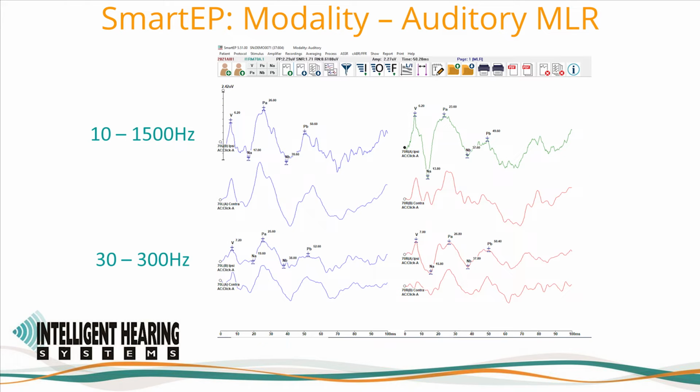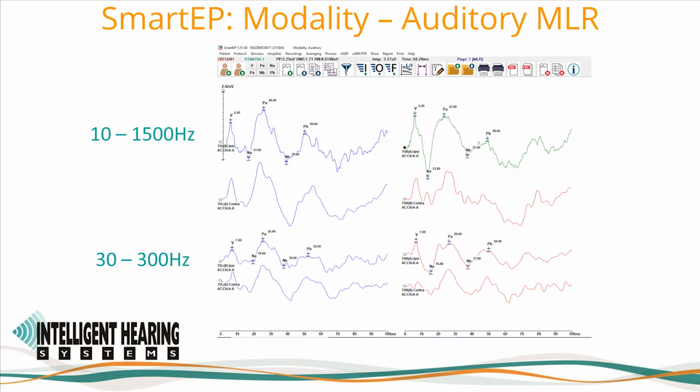Here you see MLR ipsilateral and contralateral responses using 2 sets of bandpass filters, 10 to 1500 Hz and 30 to 300 Hz. The MLR occurs approximately 12 to 75 milliseconds after the stimulus onset. NA typically occurs between 12 and 21 milliseconds.